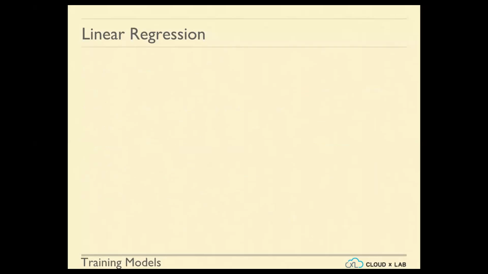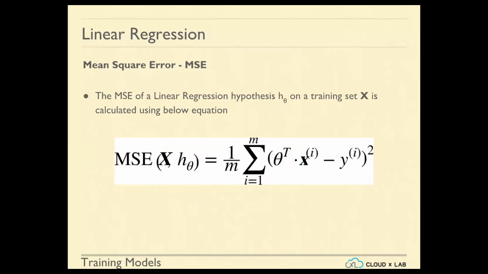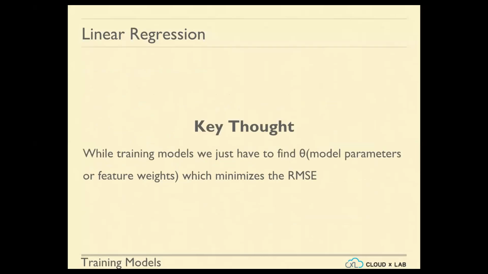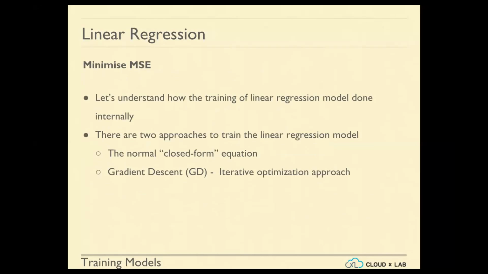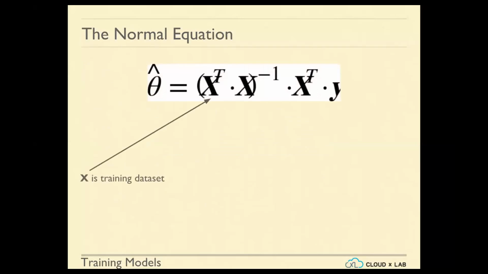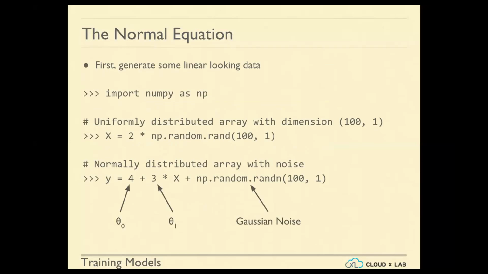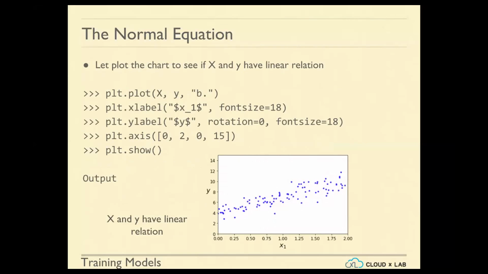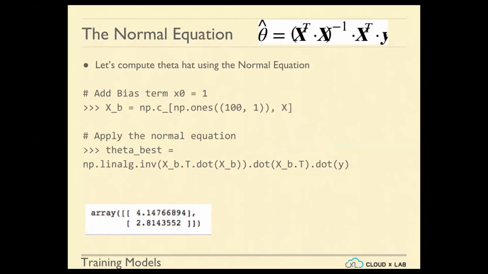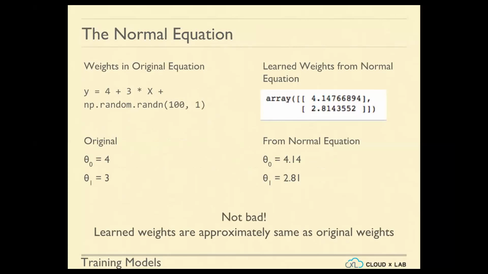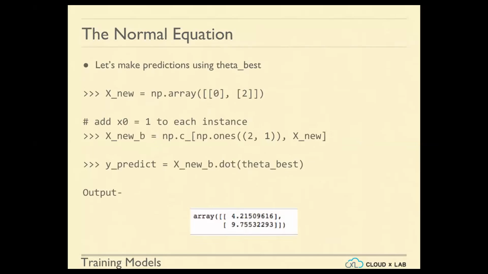Moving ahead, we have talked about MSE already, so we're not going to go into that. Let's understand how the training of a linear regression model is done internally. There are two approaches. One is the normal equation and the other is gradient descent. The normal equation, which we have already done, has given us some results, which we have already discussed here. It is not bad at all. It's actually giving good enough results.